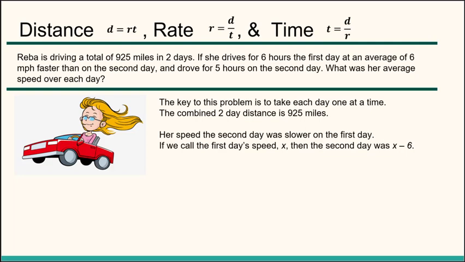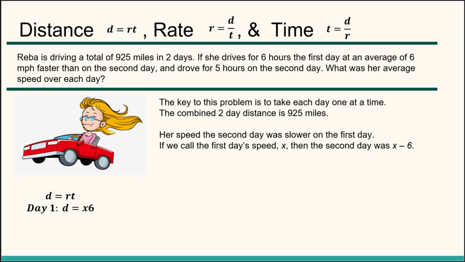Her speed on the second day was slower than on the first day. If we call the first day's speed x, then the second day we would need to call it x minus 6, because whatever it is the first day, we just take away 6, and then I'll have that second day. So let's write some things down. I know that distance equals rate times time.